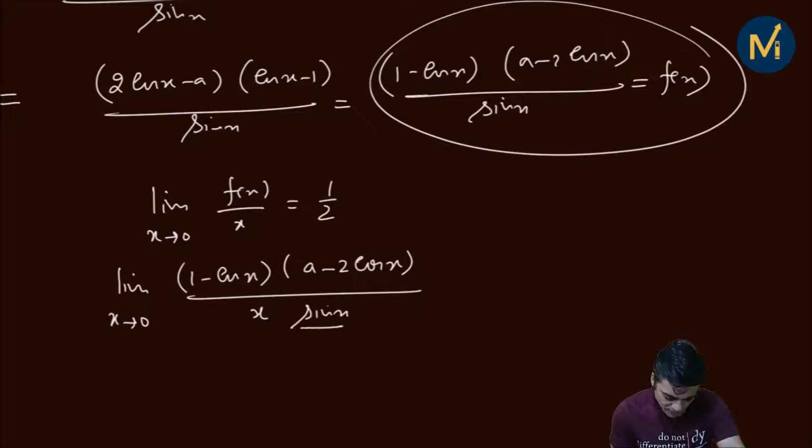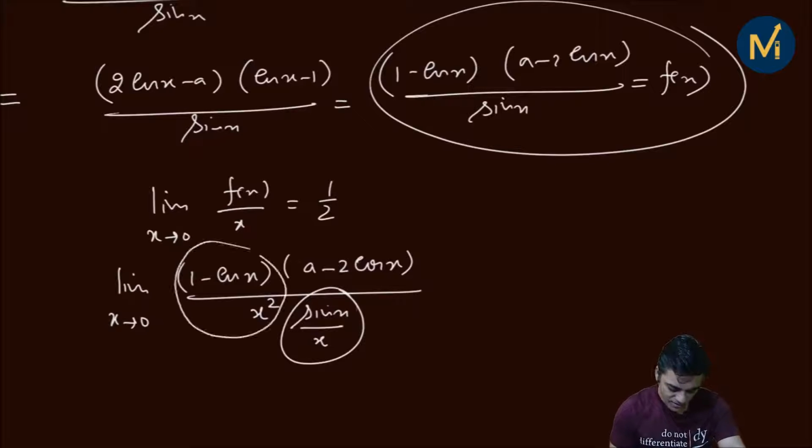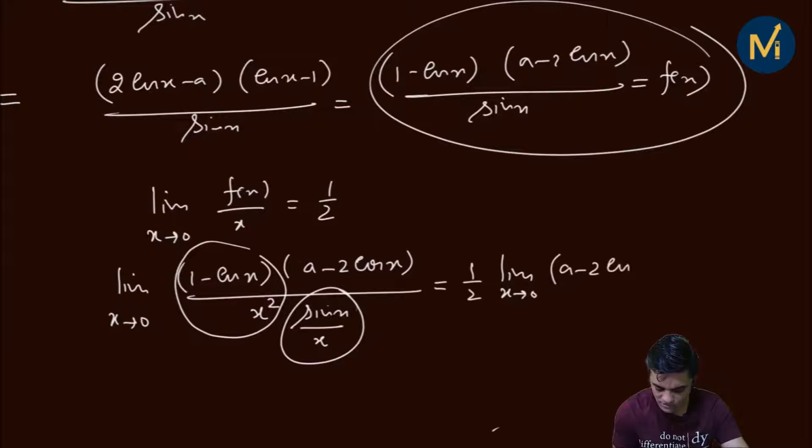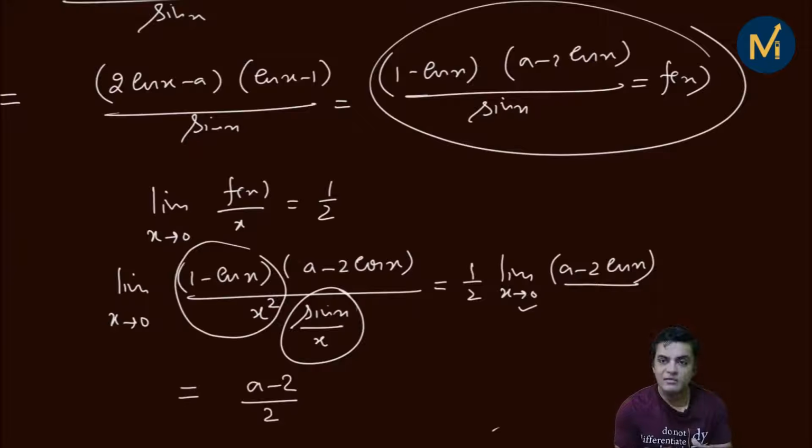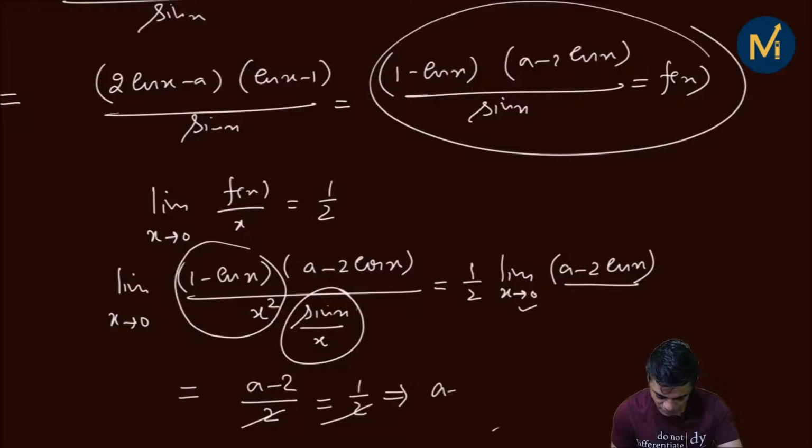Now let's do one thing. Divide by x multiplied by x. We know that limit x tends to 0 of sin x upon x is 1, and 1 minus cos x upon x square, when x is approaching 0, is half. So can you write this as 1 by 2 limit x tends to 0 of a minus 2 cos x? Now if you take x as 0, this gives you a minus 2. So we have a minus 2 upon 2. But the limit value is given, which is equal to half. Cancellation. So this gives you a minus 2 is equal to 1, which implies a is equal to 3.